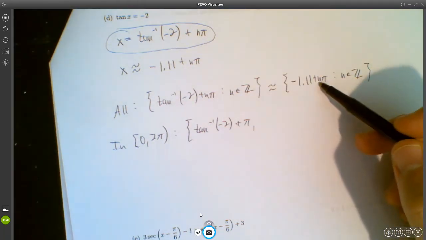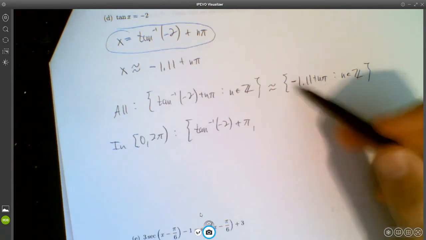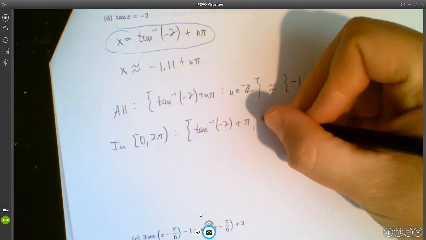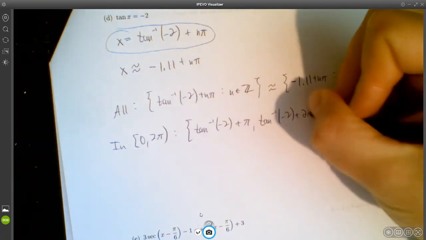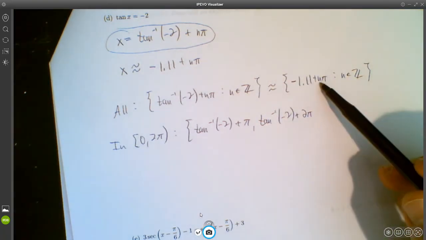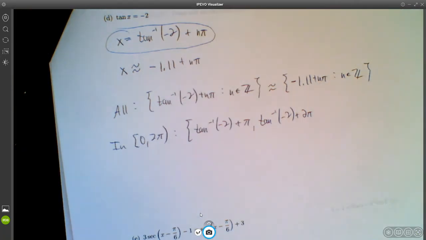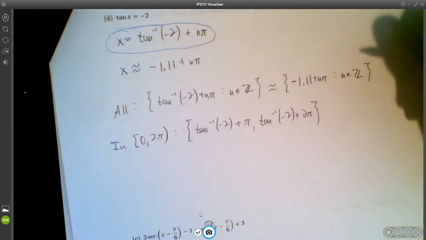If I plug in 2, I'm going to get 2 pi minus something, so that's also definitely going to be a solution. Tangent inverse of -2 plus 2 pi. But if I plug in 3, then I think that goes too far, right? Tangent inverse of -2 plus 3 pi is approximately 8.317, whereas 2 pi is approximately 6.28. So if I plug in 3, the number is too big, right? These are the only two solutions.